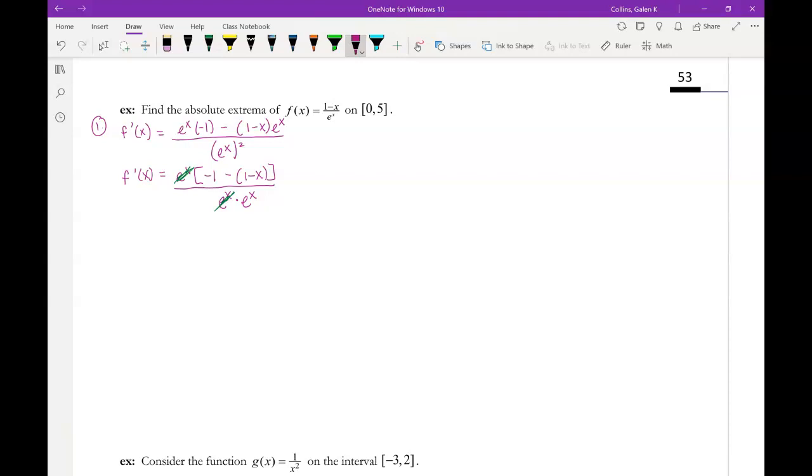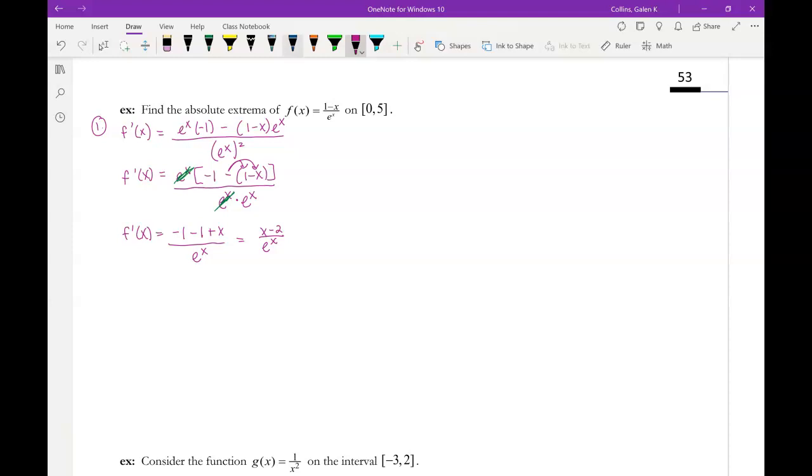So in my last step of the derivative, I'm going to distribute the negative in the middle. So I get -1 minus 1 plus x, because that negative applies to both of those terms, over e to the x, which is the same as -2 plus x, or x minus 2 over e to the x. All right, so that's the form of the derivative I'm going to work with.